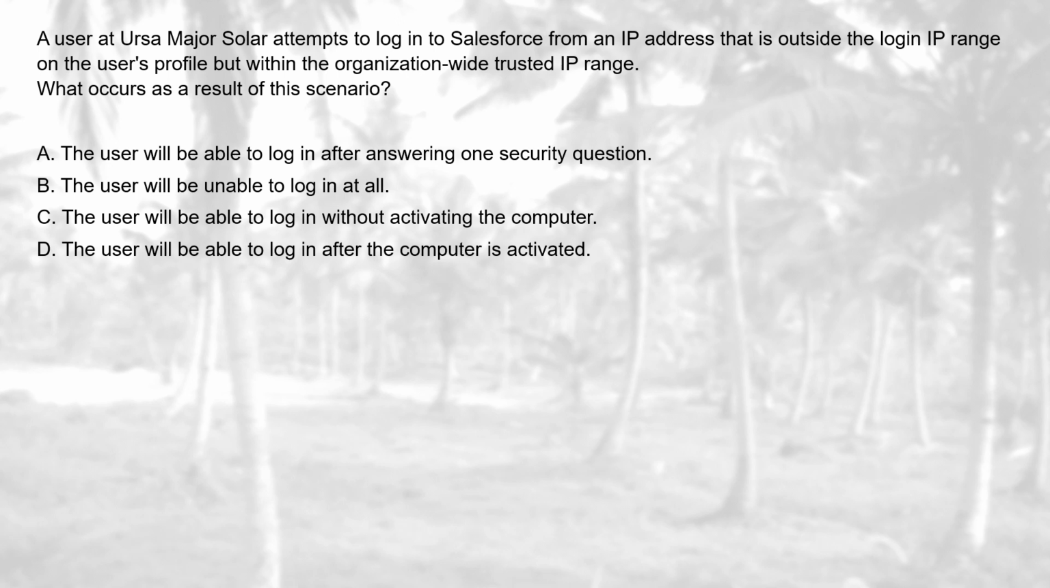B, the user will not be able to log in at all. Absolutely. They are outside of their range. C, the user will be logged in without activating the computer, and D, the user will be able to log in after the computer is activated. Those two answers are fake answers to try to trip you up, because you would be like, what does that even mean? But you know, as the sales admin and as someone who studied for this, that people cannot log in under their username outside of the IP address you have defined for them. So it's going to be B. And we are correct.